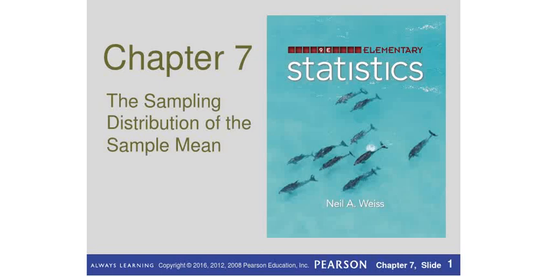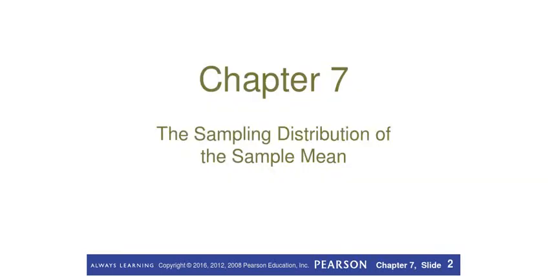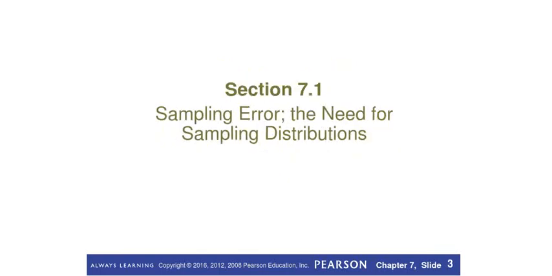And what could we say about samples as opposed to just single values chosen from a distribution? What happens when we take a sample from that population? So the first thing we want to talk about is something called the sampling distribution of the sample mean. And we really get into the topic called sampling error and the need for sampling distributions.